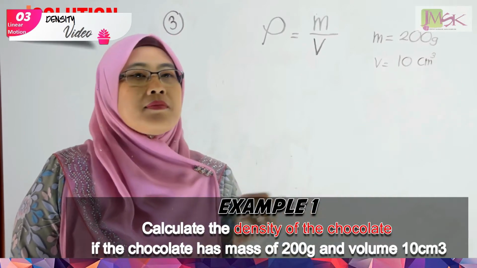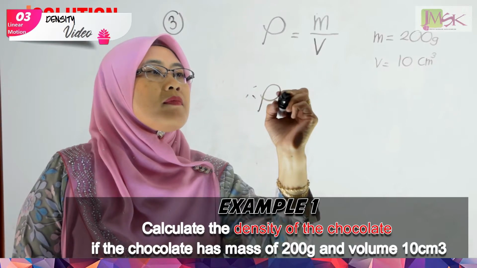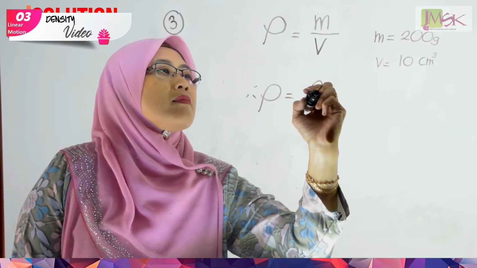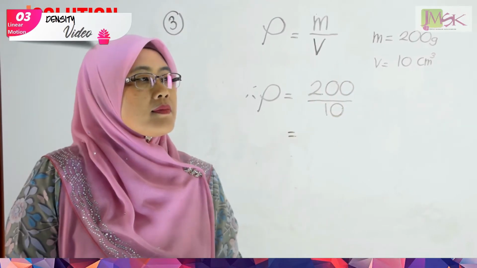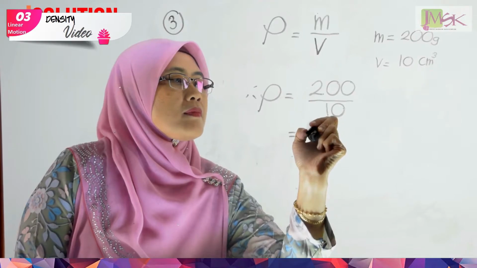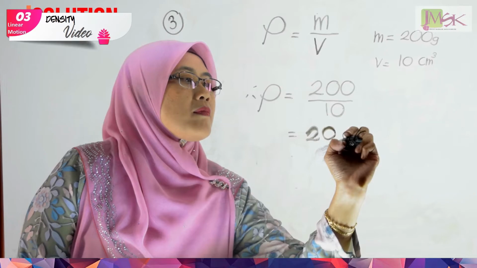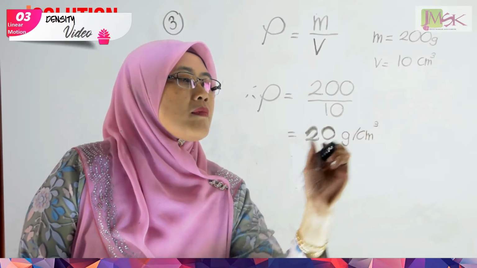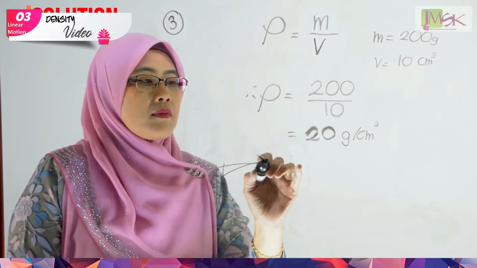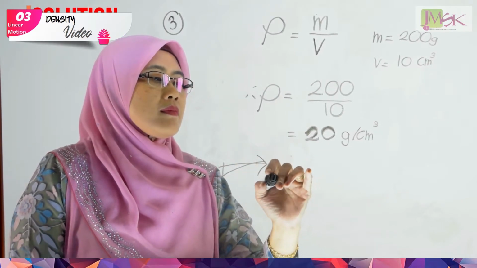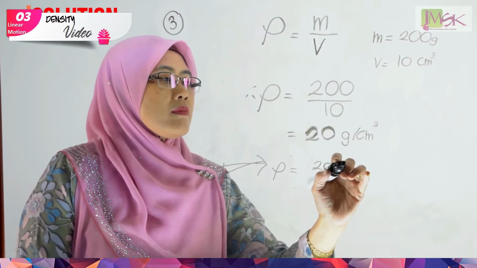Insert the value from the data. Rho equal to 200 divided by 10, and the answer is 20 gram per centimeter cube, or 20,000 kilogram per meter cube. If the instruction asks you to give an answer in kilogram per meter cube, you need to convert it as taught in topic 1.